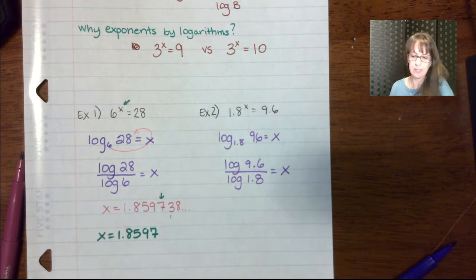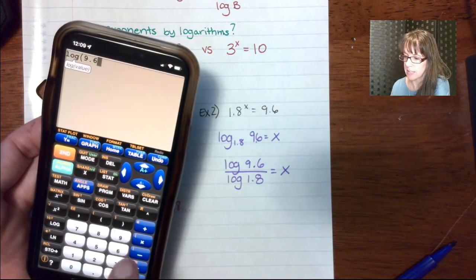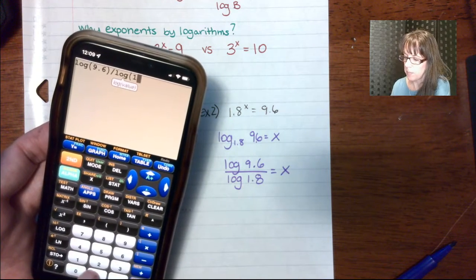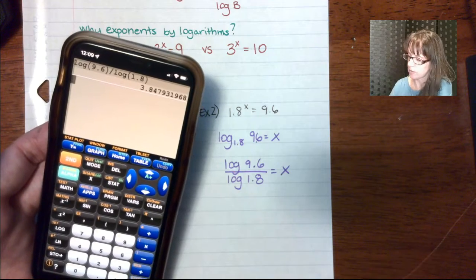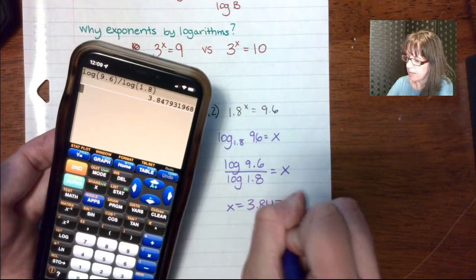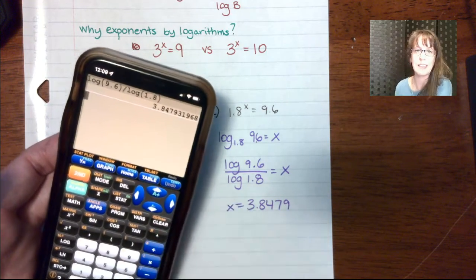Again, let's type that in there. So if we've got log 9.6 divided by log 1.8, we end up with, okay, so x equals 3.8479, and I'm going to leave it as a 9 because the number next to it is less than 5.